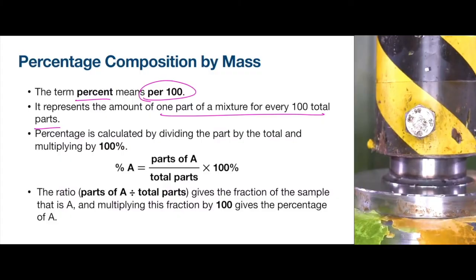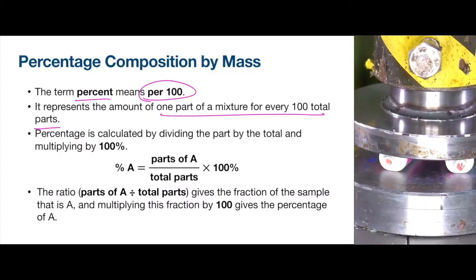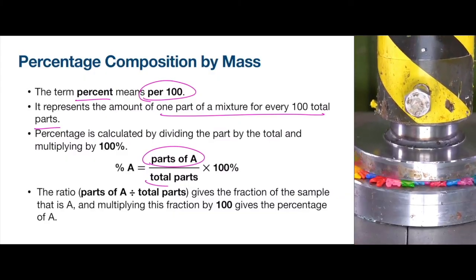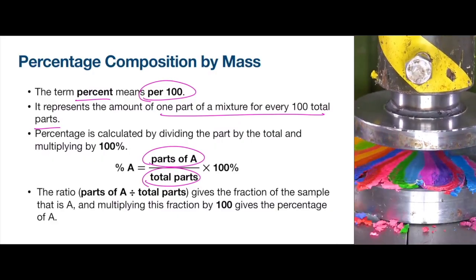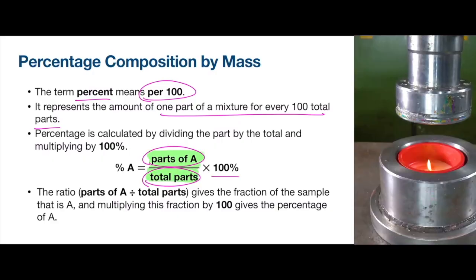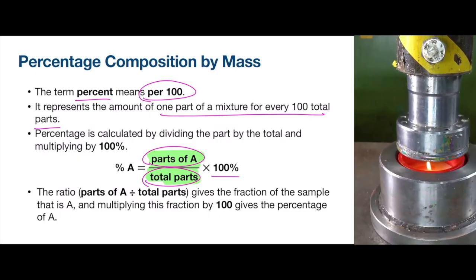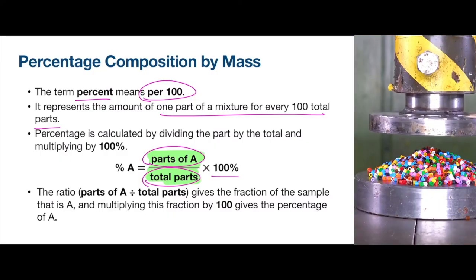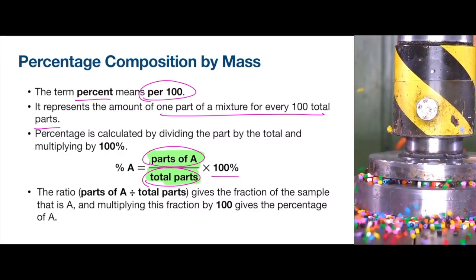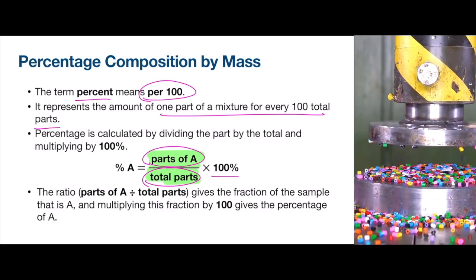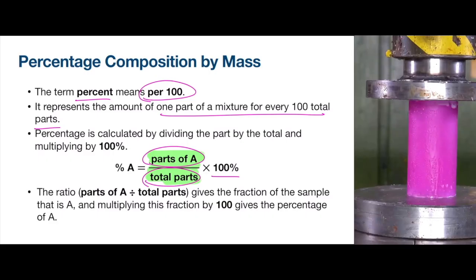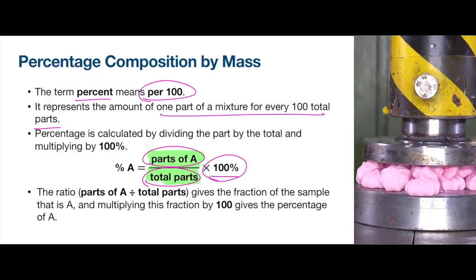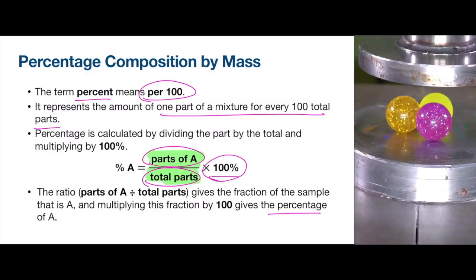So to calculate it, we take the part we're interested in, for example, the parts of A, and divide it by the total amount or the total parts, and then multiply it by 100%. This ratio, the parts of A over total parts, tells us what fraction of the mixture is made up of that substance. For example, 1 out of 4 or 1/4, 2 out of 5 or 2/5, and so forth. Multiplying this by 100% just converts that fraction into a percentage, which makes it easier to interpret and compare.